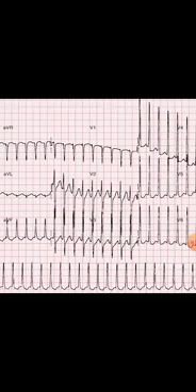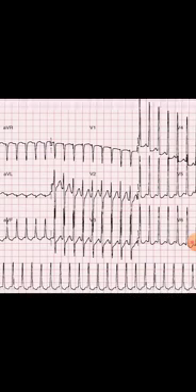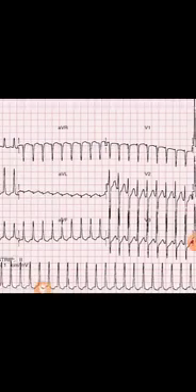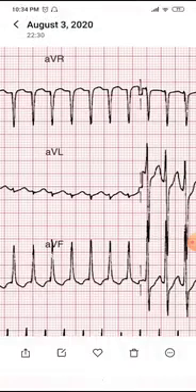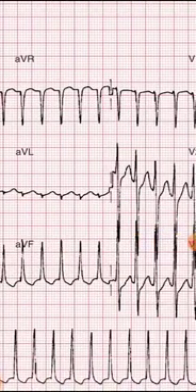So one should not confuse these T waves with P waves. So these are all T waves, and there is also a non-specific ST segment depression, and this type of ST depression can be there in this much fast rate. So don't confuse it with ischemic changes.